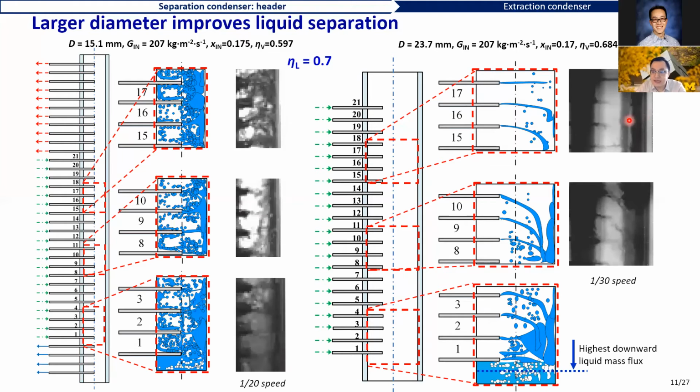Well, when we increase the header diameter, we can see that there's basically the waterfall phenomenon, just because the vapor velocity is not high enough due to the larger header diameter. It's not enough to entrain the liquid to go upward. So basically, in these two videos, even though they are taken at the same position of the header, all the liquid coming in will drop downward.